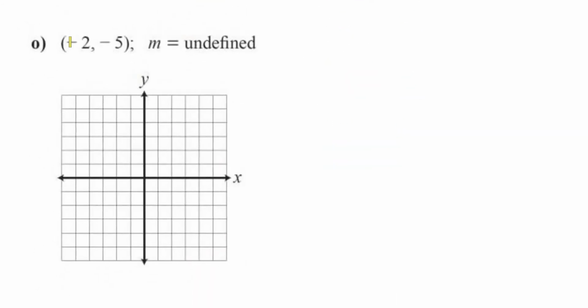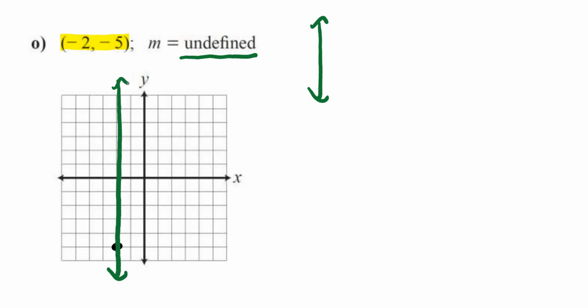For letter O, my starting point is -2, -5. So that's left 2, down 5. So 1, 2, and then 1, 2, 3, 4, 5. So there you go, -2, -5. There's my starting point. And then undefined means you have a vertical line. So all you're doing now is just drawing a straight vertical line like that. And that would be your graph for letter O.